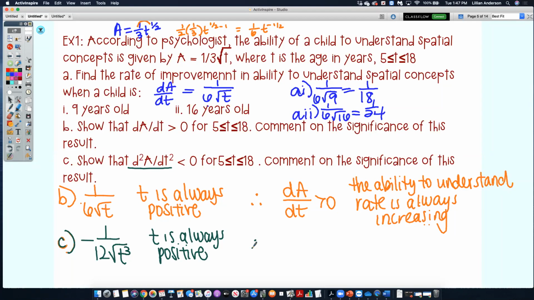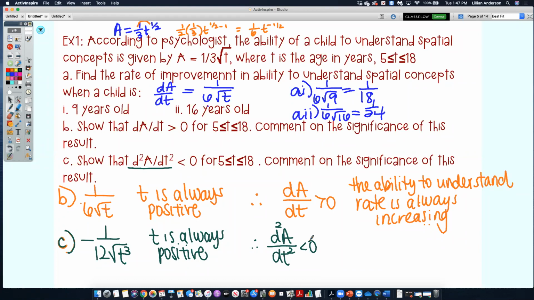So t is always positive, and the second derivative, again, is less than 0. And if you want to add an additional sentence, a positive times a negative is always a negative, so the second derivative will always be negative. The significance of that, remember, the second derivative is the derivative of the first. So that's the rate of change of the rate of a child understanding material.